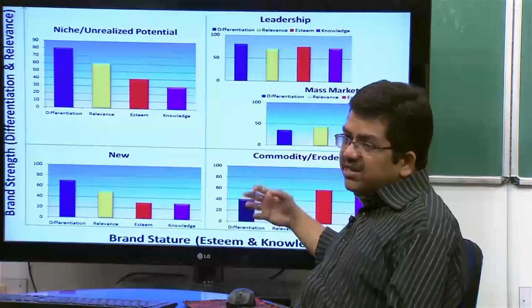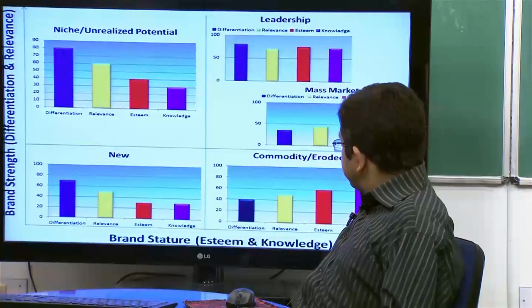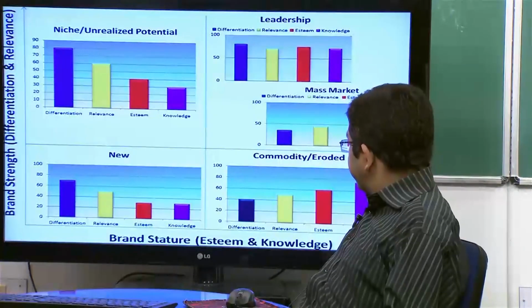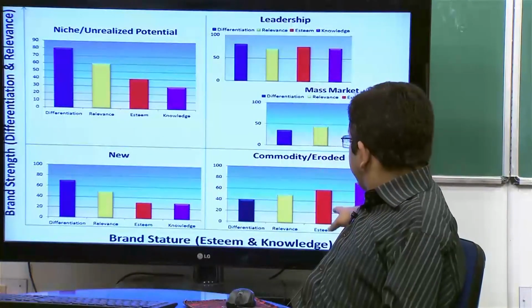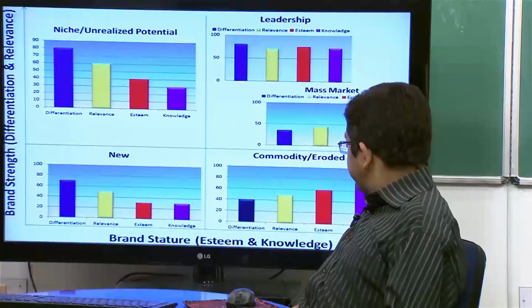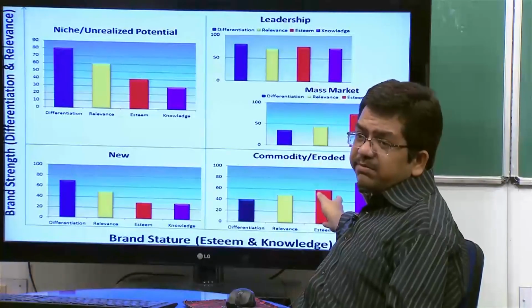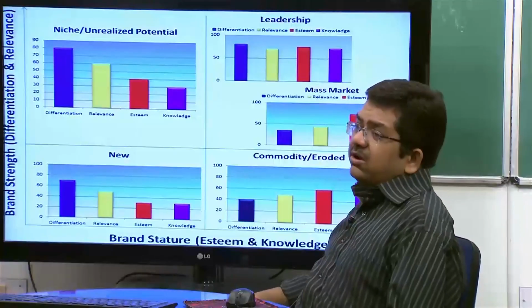So, it has been matched by the competitors. So, the differentiation and relevance has gone down, and what will happen is eventually it will become a commodity. So, in the case of a commodity you will see that differentiation and relevance are very low, but it might happen that esteem and knowledge are very high.